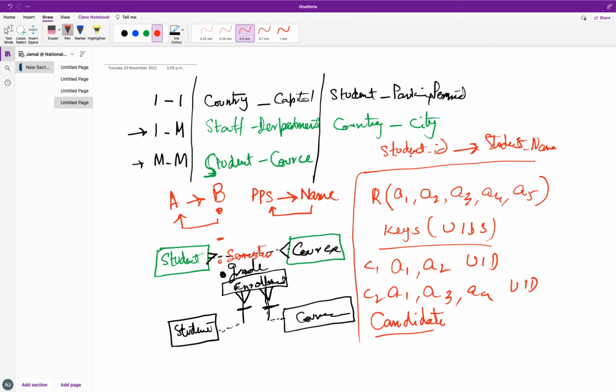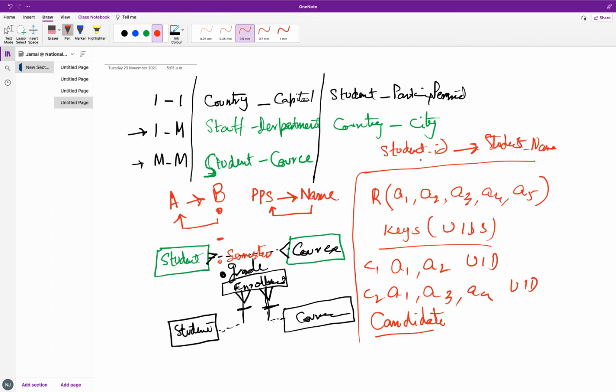For example, if someone says Martin, can I identify Martin among all university students? Who is Martin? One Martin? No, right? But if that Martin is attached to one student ID, then I can easily identify that Martin. So it means that student name is functionally dependent on student ID.